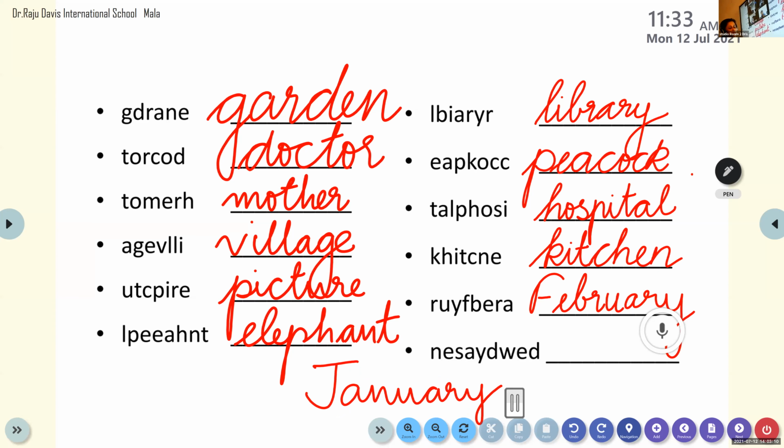All of you, please do write it. F-E-B-R-U-A-R-Y. February. Page number is 5. Yes. Now let's move on to the last word in this exercise, children, and I want Jewel to say the answer of that word. Yes. Days of the week.